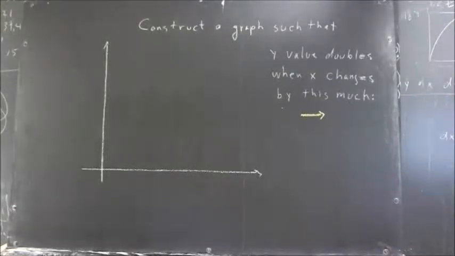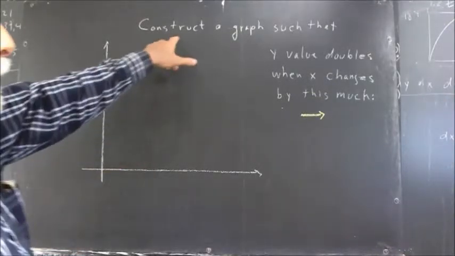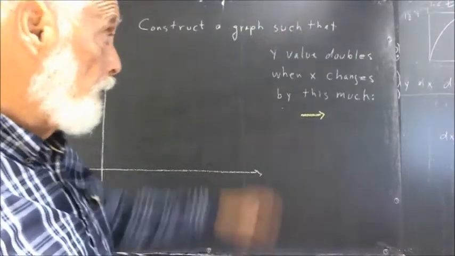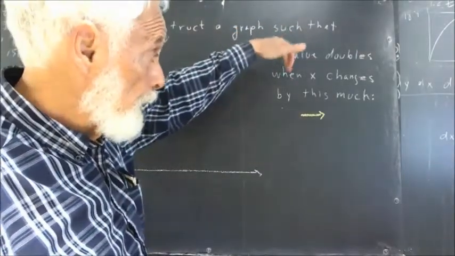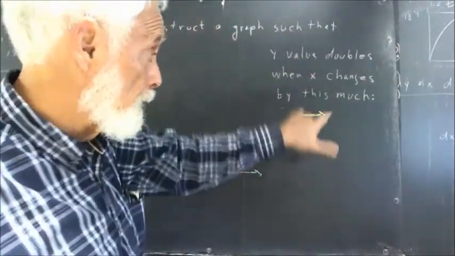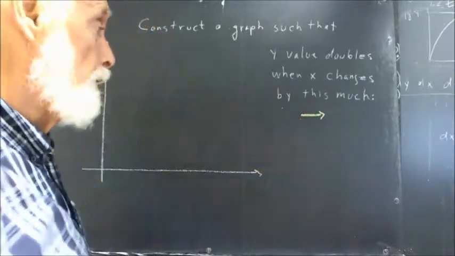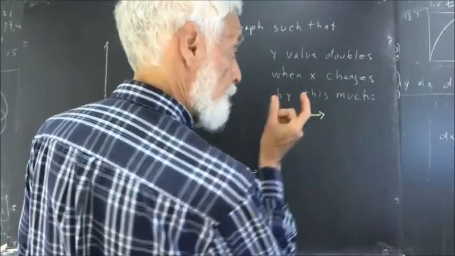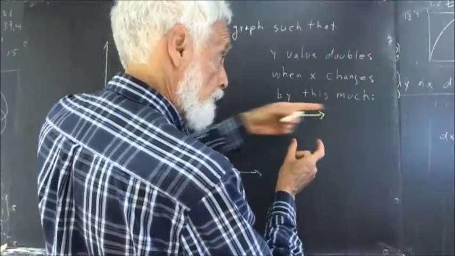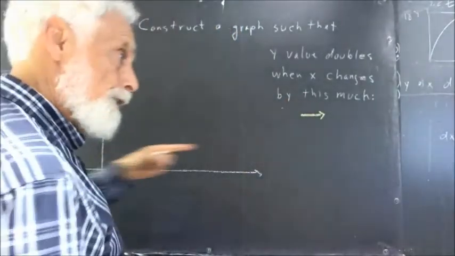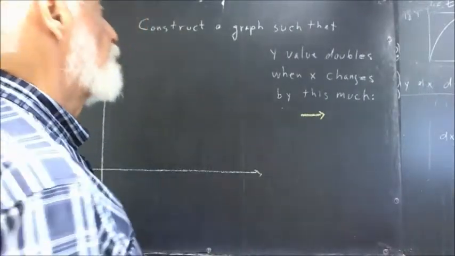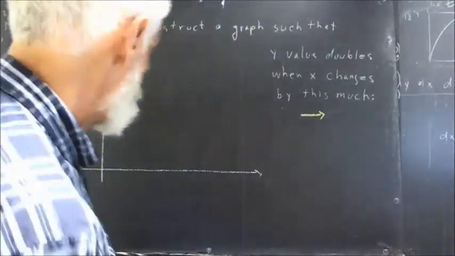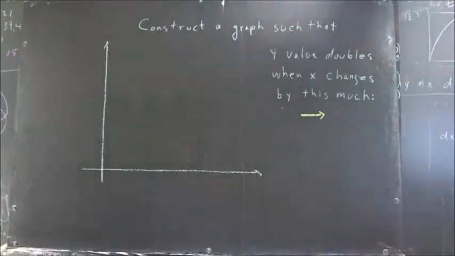Okay, our first task here is going to be to construct a graph that has the property that the y value doubles whenever x changes by this much, this much being this arrow being this long. So when x changes by this much, and of course the arrow points this way, so that means x changes by this much in this direction, y is going to have to double. So let's see how this might work out.